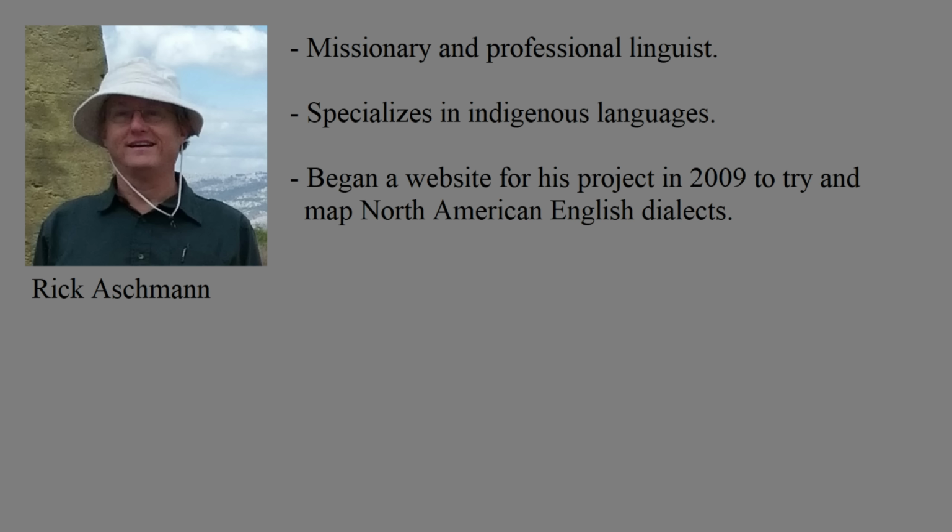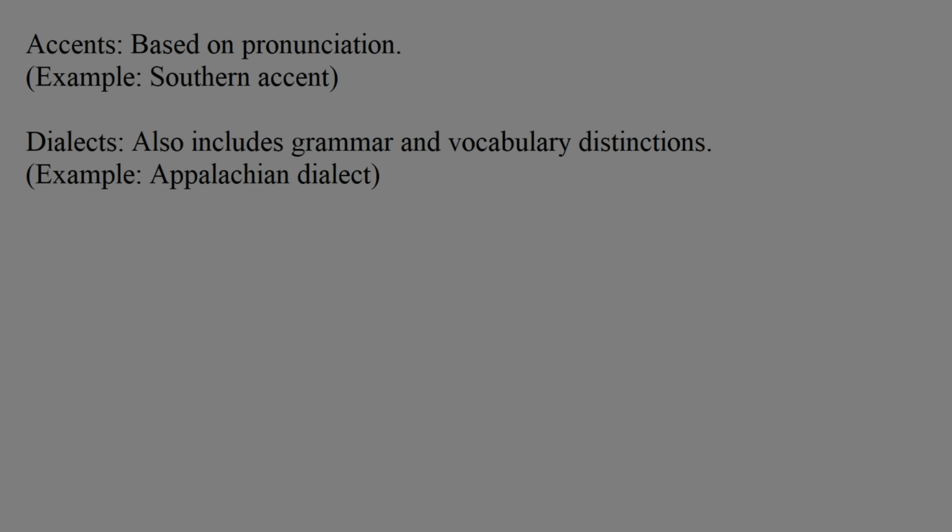In early 2009, Rick Aschmann made his own website where he posted a giant map of the United States-Canada area that attempted to map out the different dialects of North American English. This has its unique difficulties for a number of reasons. While accents of a language are limited to pronunciation of words, dialects go further and include differences in vocabulary, grammar, slang, and so on. These do not typically follow state borders and can be more difficult to map out.